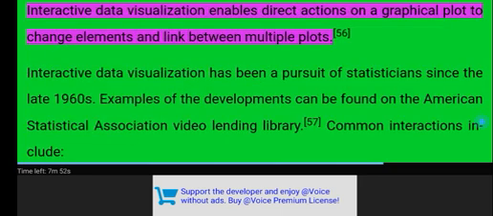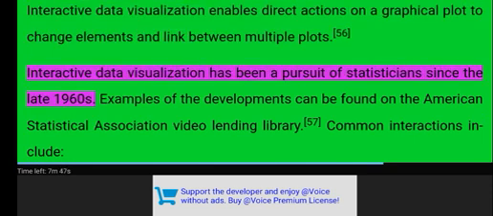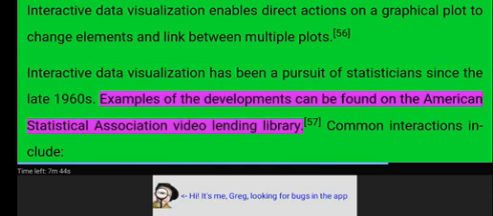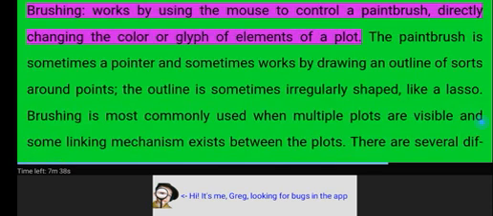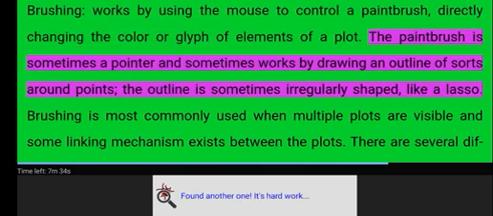Interactivity. Interactive data visualization enables direct actions on a graphical plot to change elements and link between multiple plots. Interactive data visualization has been a pursuit of statisticians since the late 1960s. Examples of the developments can be found on the American Statistical Association Video Lending Library. Common interactions include brushing, which works by using the mouse to control a paintbrush, directly changing the color or glyph of elements of a plot. The paintbrush is sometimes a pointer and sometimes works by drawing an outline of sorts around points. The outline is sometimes irregularly shaped, like a lasso.